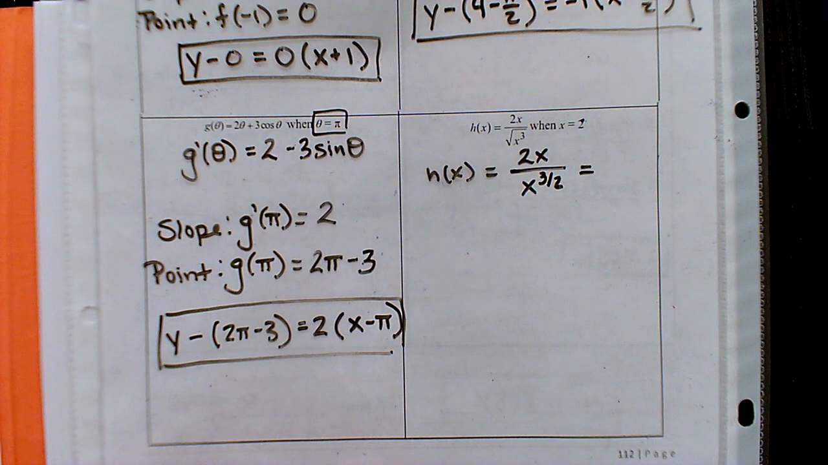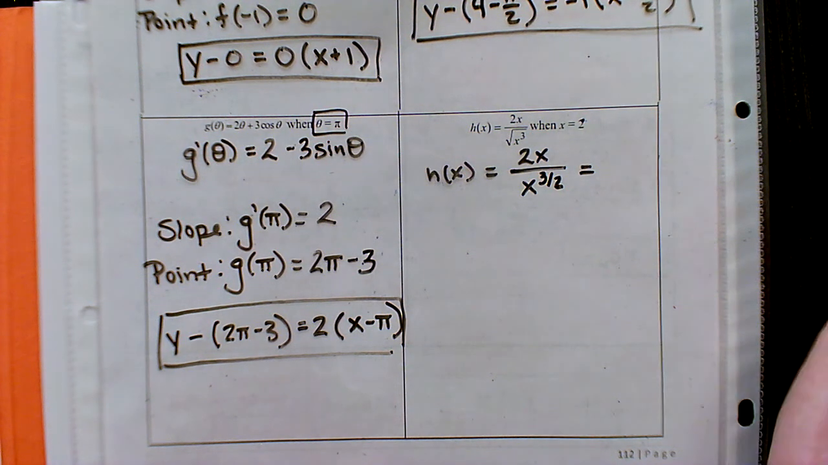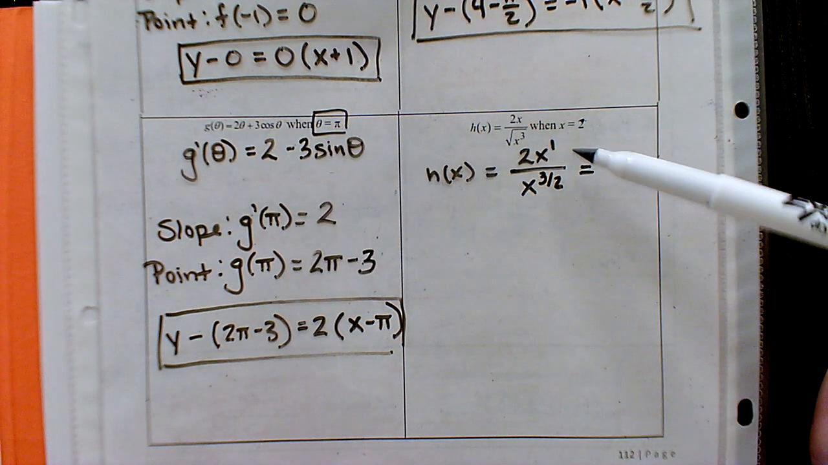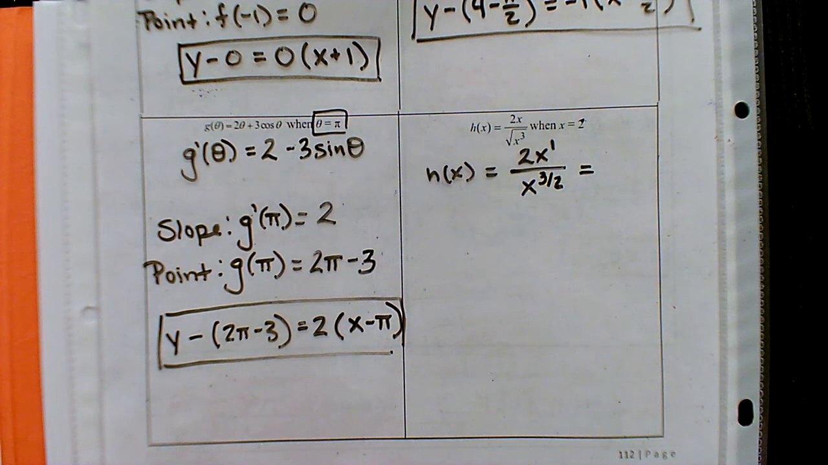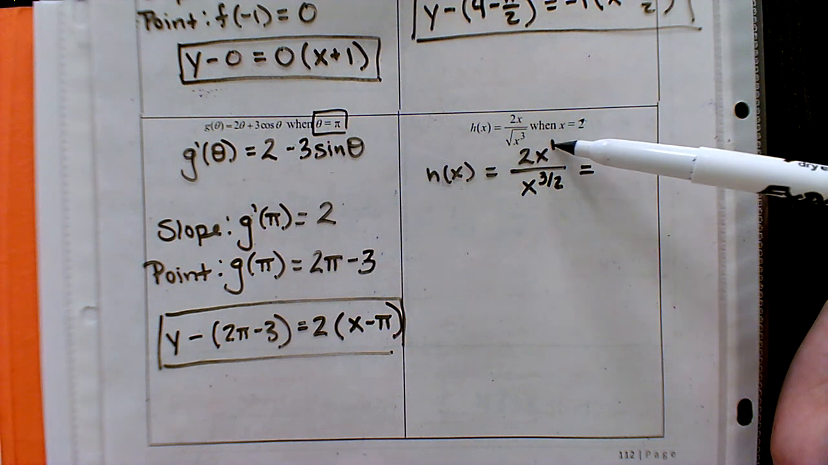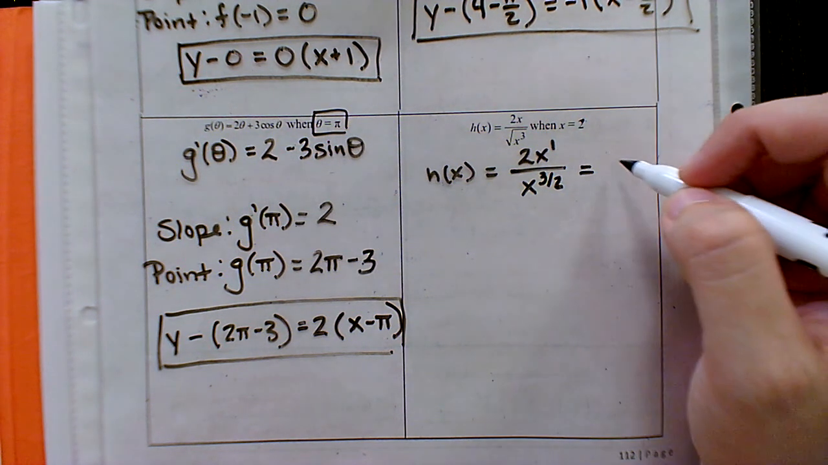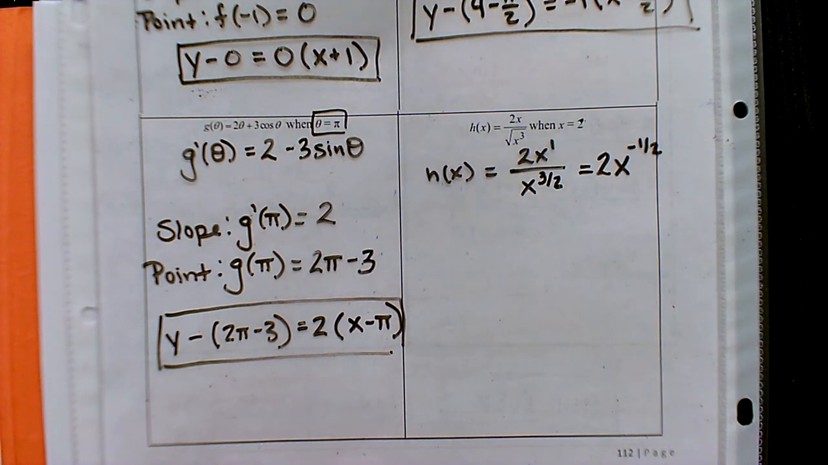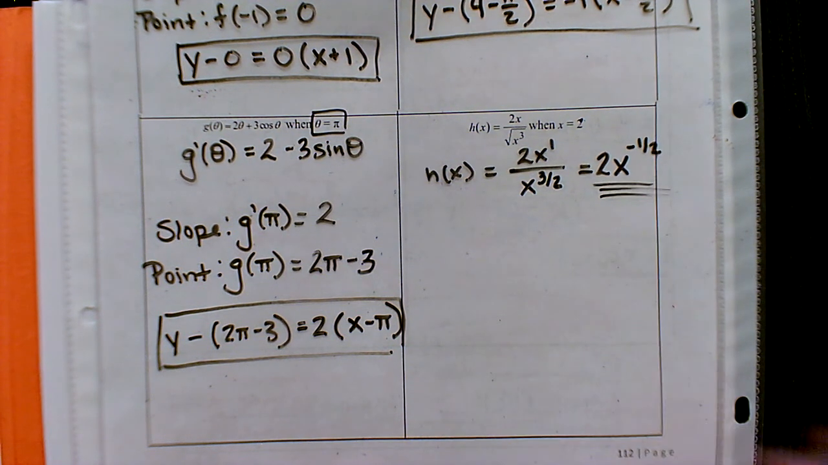So, where do you guys want to go from there? When you are dividing the same base, what can you do to the powers? X to the first, x to the 3/2. You can subtract them, right? So 1 minus 3/2 would be a negative 1/2. And we still have that coefficient of 2. All right, so there's our original function rewritten.